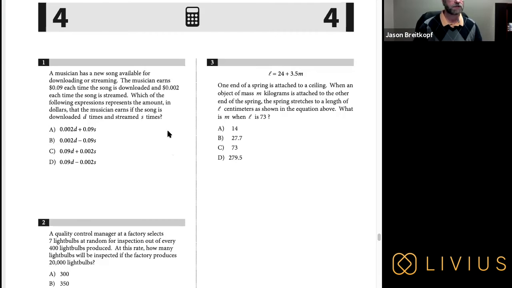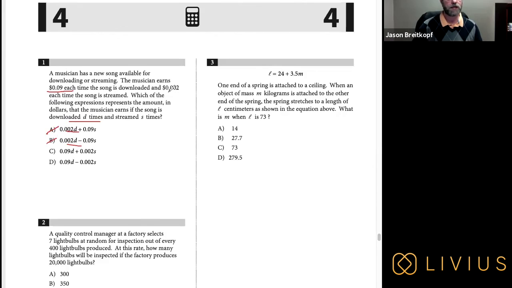So they tell us in the question that D is for downloads and S is for streams. So each download is 9 cents. So we know that 0.09 is going to be related to D. So I'm looking here and I see that that happens twice. It doesn't happen here or here. So I can pretty much eliminate A and B automatically. That is not a correct translation of what's in the word problem.